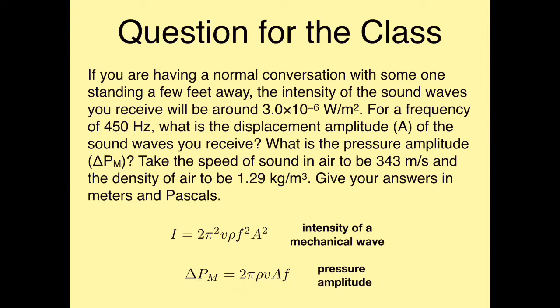So we need some other numbers to do the calculation. We need the speed of sound in air, which we'll take to be 343 meters per second. And we'll take the density of air to be 1.29 kilograms per cubic meter. So for the displacement, A, give that in meters. And for the pressure, delta p max, give that in pascals.